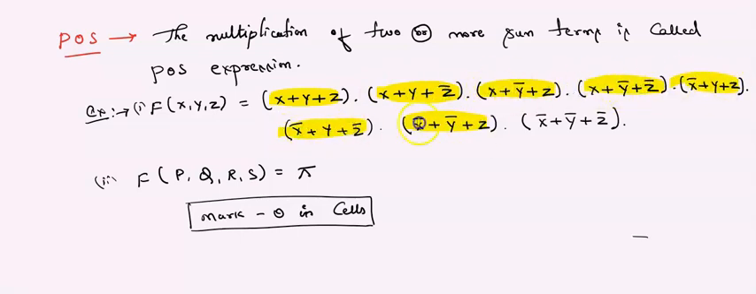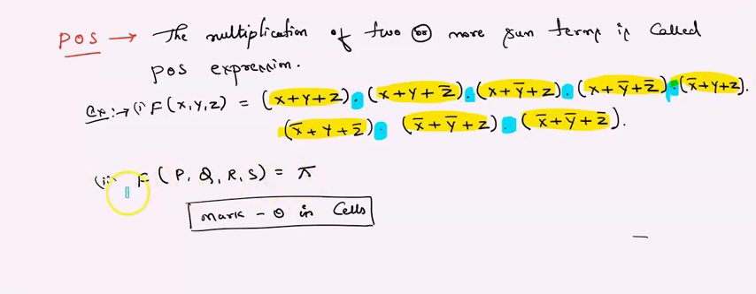Can you see this? These all are the sum. For these sums, what are we doing? We are multiplying. The multiplication of two or more sum terms is called product of sum. The logic is very simple, you should remember.